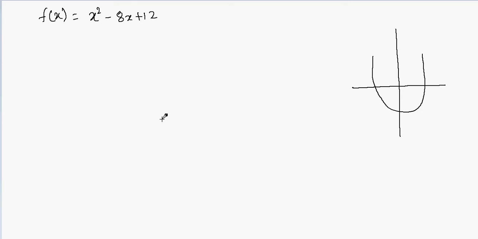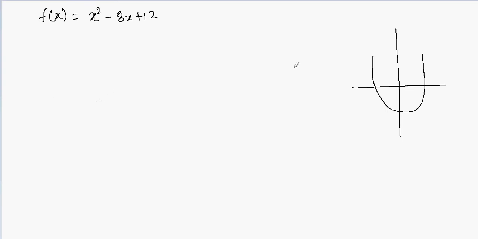Hi, in this video we'll learn how to determine the x-intercept and y-intercept of a quadratic function. So I have the quadratic function here, which is f of x is equal to x squared minus 8x plus 12, and we'll find the x and y-intercept of this function. So let's talk about x and y-intercept first.